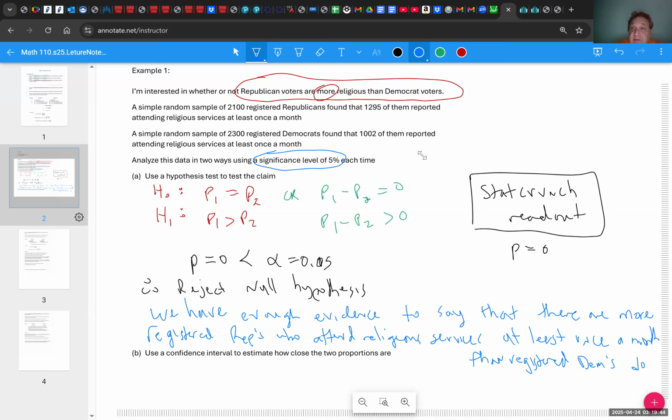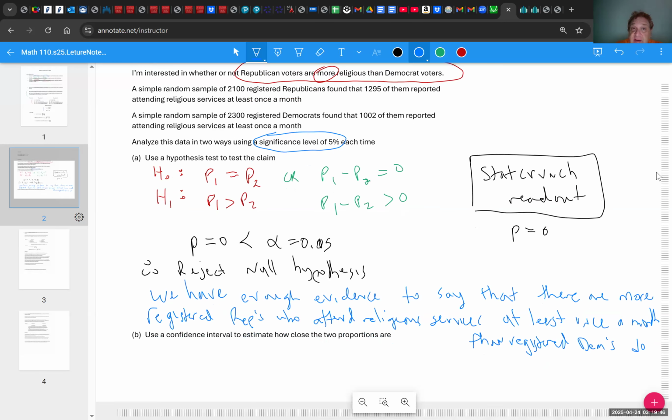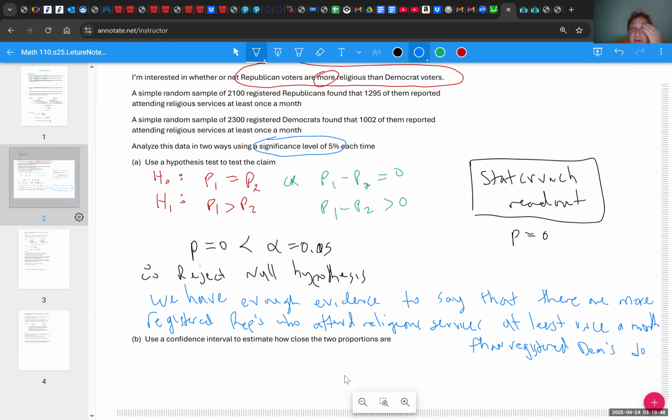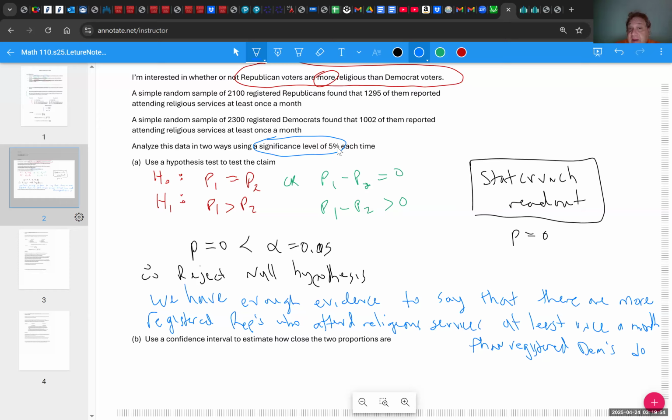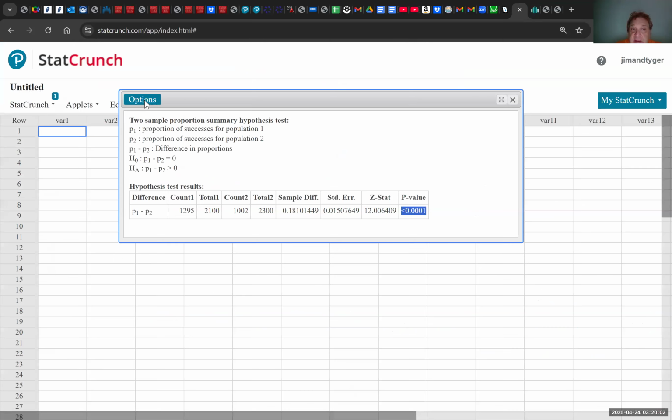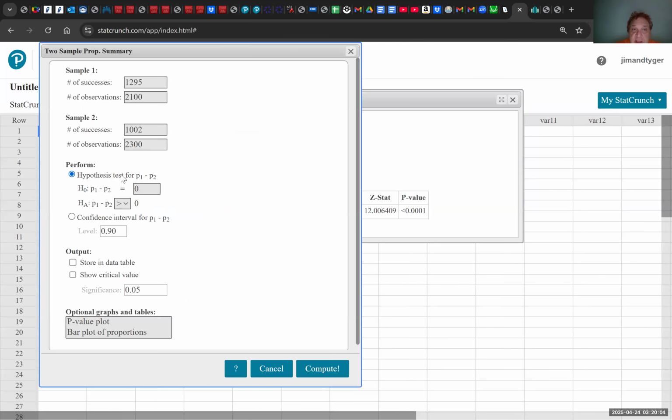All right, so let's do the same kind of analysis, but using a confidence interval. So I'm going to go back to StatCrunch. Remember, the significance level is 5%. That's how we compared the p-value of 0 to the alpha value of 5%. So I'm going to go to edit. And instead of doing a hypothesis test, I'm going to do a confidence interval.